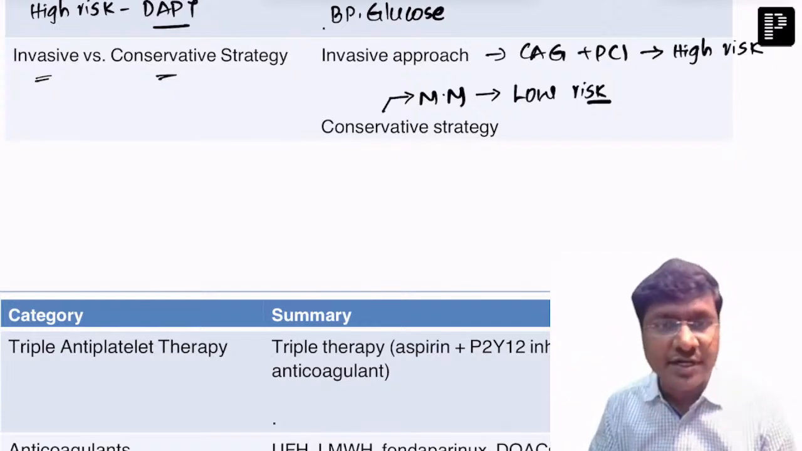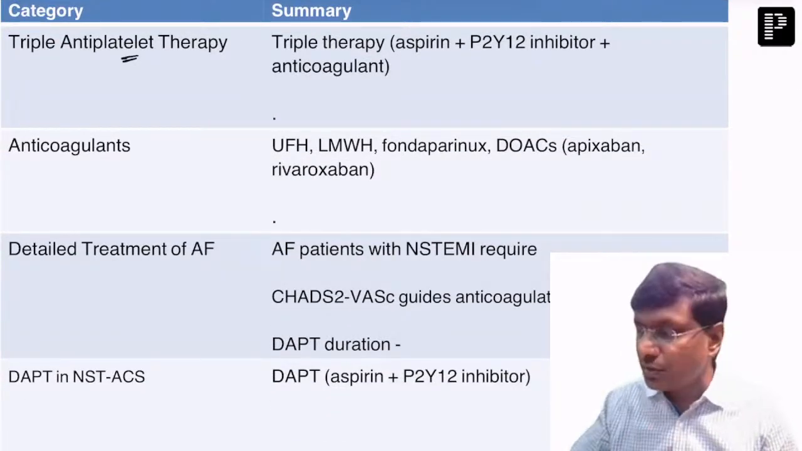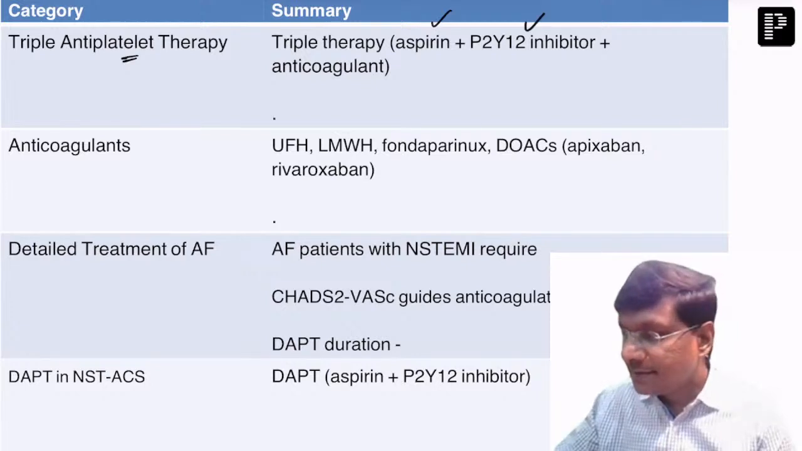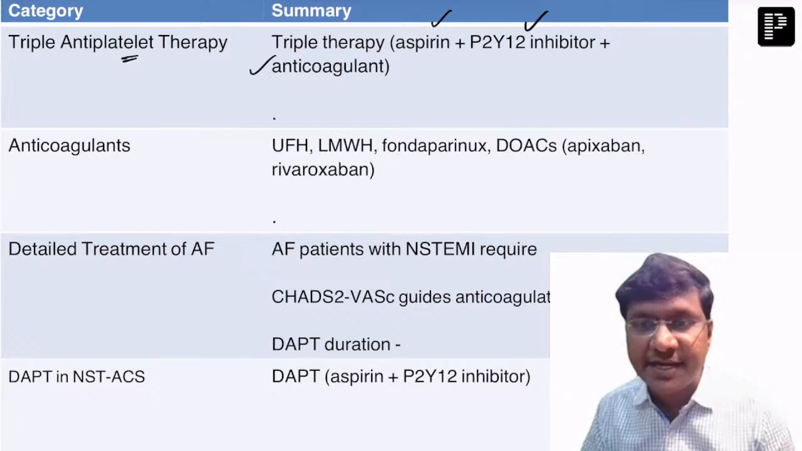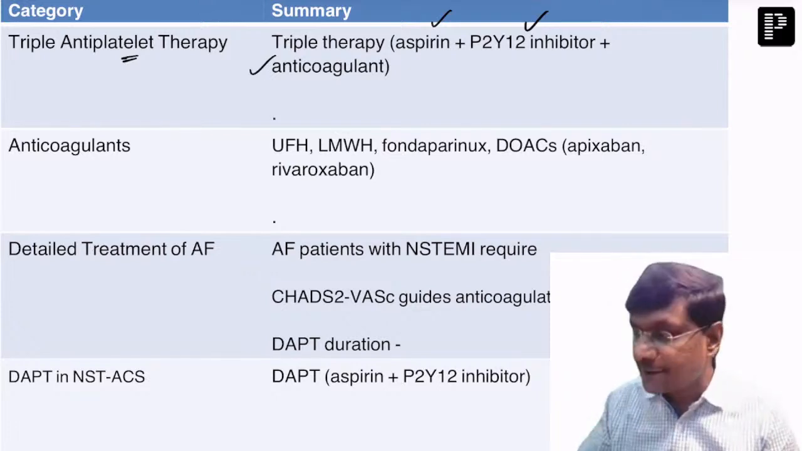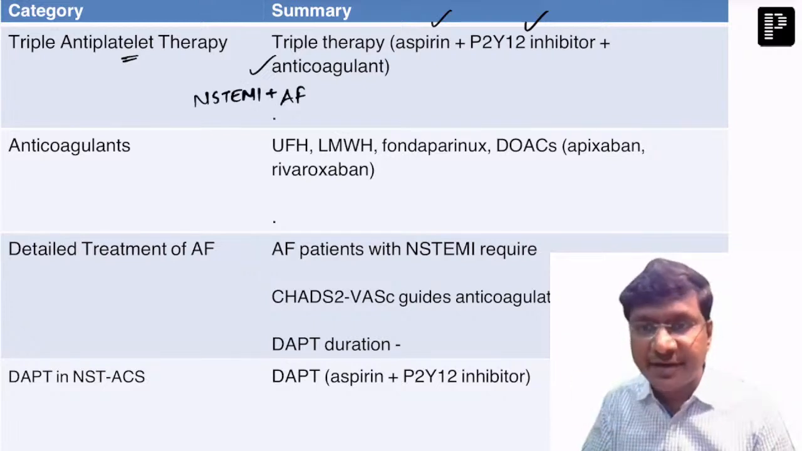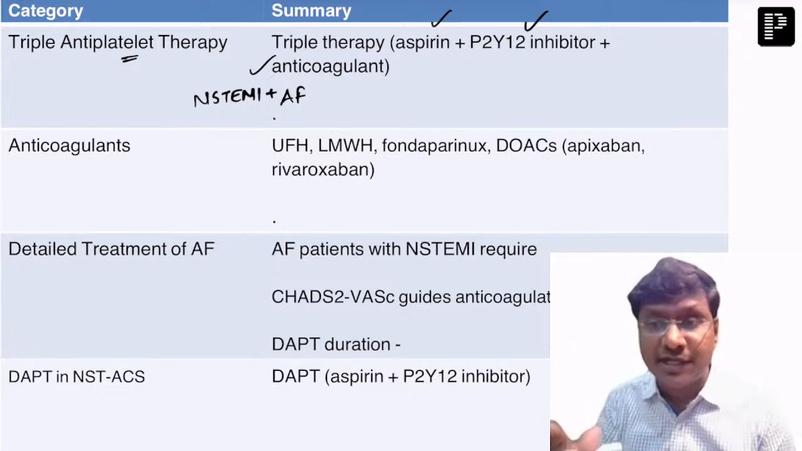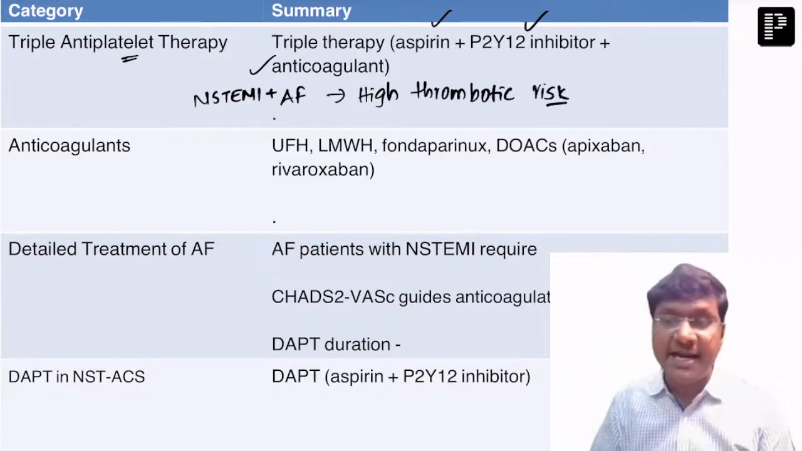Then I was discussing the triple antiplatelet therapy. So now, what is this triple antiplatelet therapy? That includes the aspirin, then the P2Y12 inhibitor, and the anticoagulant. This is what is called the triple antiplatelet therapy. Now, where is this used? This is used if the patient with NSTEMI is having atrial fibrillation and there is high thrombotic risk. If there is high thrombotic risk, then in such cases, you need to give the triple antiplatelet therapy.